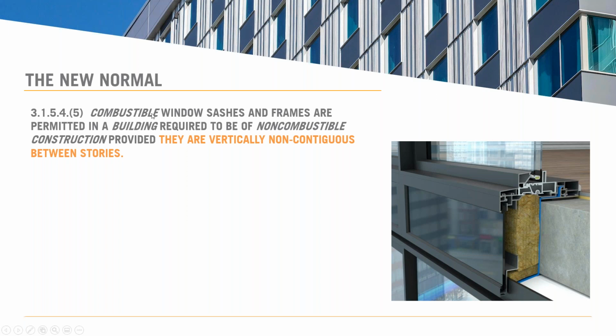And the language now, if you actually go into the code, for combustible materials such as fiberglass, the sashes and frames are permitted if they are vertically non-contiguous between stories. So basically, if you look at this image here, this is a cross-section of our window wall. You have the fiberglass component on the top story, and then the slab is surrounded by aluminum and mineral wool, and the fiberglass picks up on the bottom. So none of the combustible material continues around the slab. It's discontinuous over the slab area.